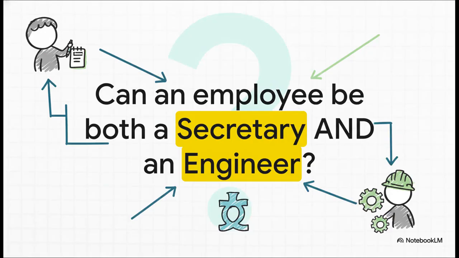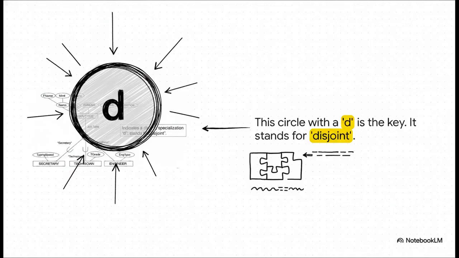Let's make this really concrete. Looking back at our employee model, is it possible for one person to be classified as both a secretary and an engineer at the same time? The answer is actually hidden in a tiny symbol on the diagram. And there it is. That small circle with the D inside it, that's the key to everything.